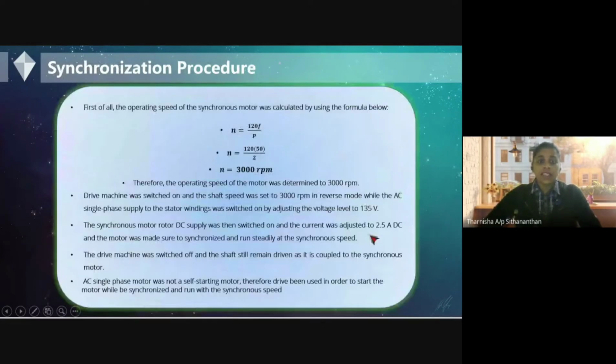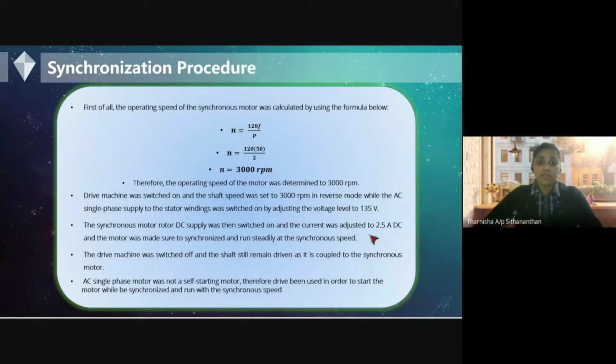So as you can see here, the synchronization procedures are: first of all, the operating speed of the synchronous motor has to be calculated by using the formula N, or operating speed, equals 120 times frequency divided by the poles. For this experiment, we use 50 Hz for the frequency and the poles of the motor are 2. So we will get the synchronous speed or operating speed of 3000 rpm.